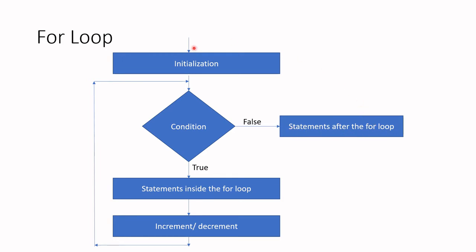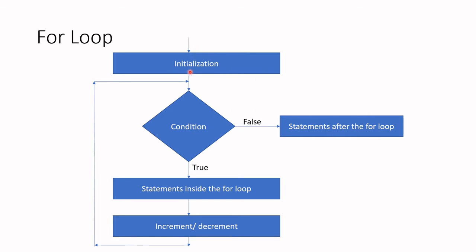So here you can see that it will do the initialization first, and this is also only one time, and repeatedly it will execute these statements which are written inside the for loop, and it will do the increment or decrement again and again. And when this condition becomes false, then only it will come out of the for loop.